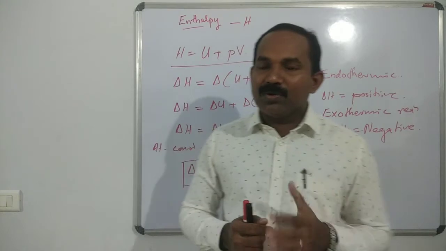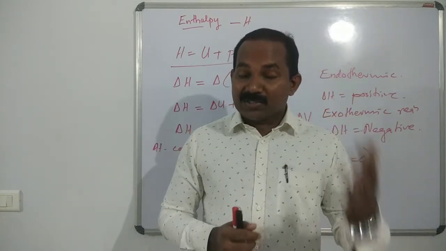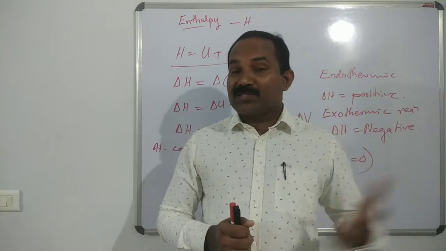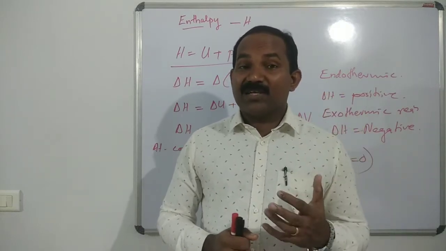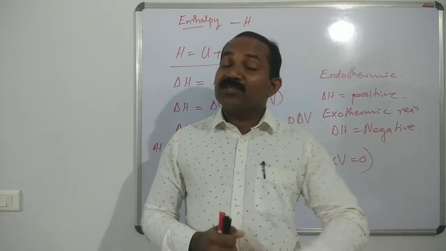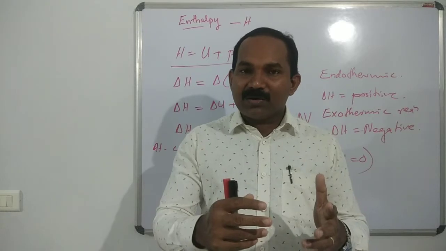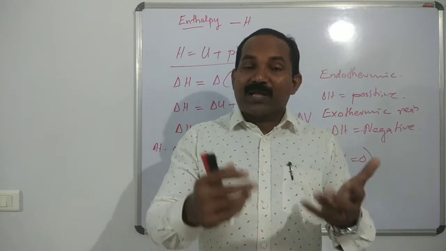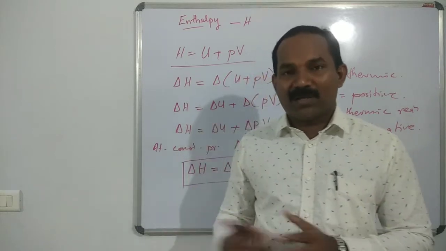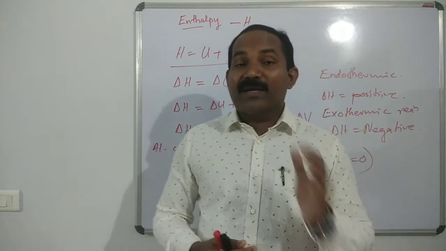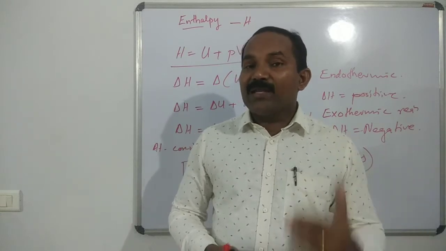As you know, there are different enthalpies: ionization enthalpy, electron gain enthalpy, bond enthalpy, etc. In the case of ionization energy, the enthalpy change is always positive because we supply energy. We supply energy, that's why the system absorbs heat from the surroundings, and that's why ionization enthalpy is a positive value.